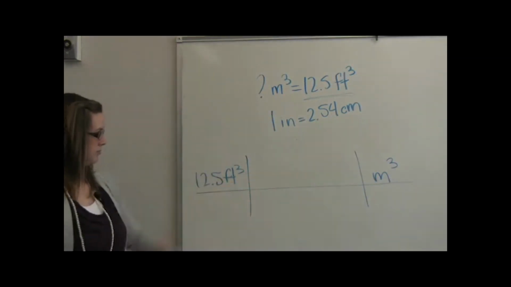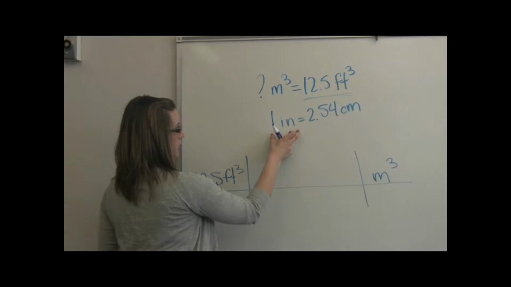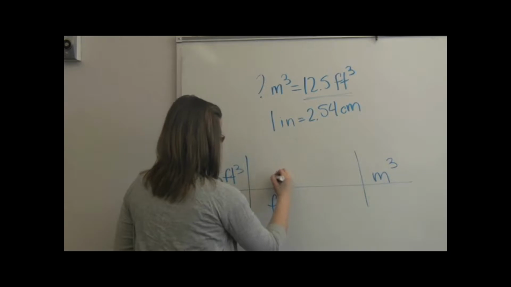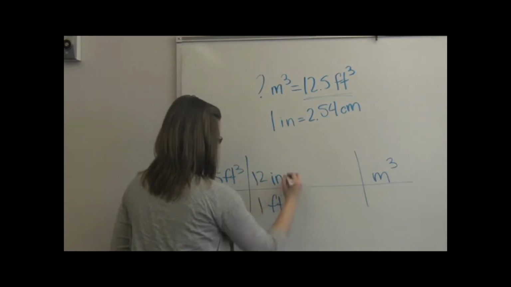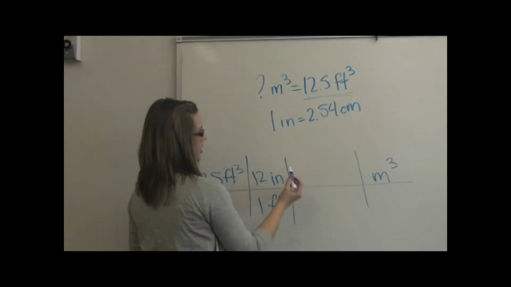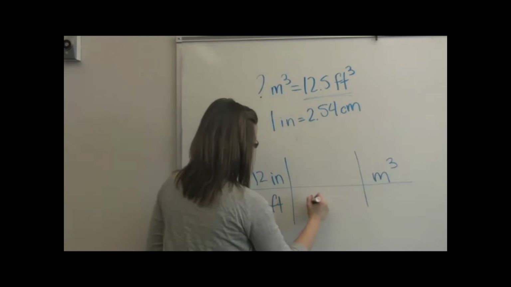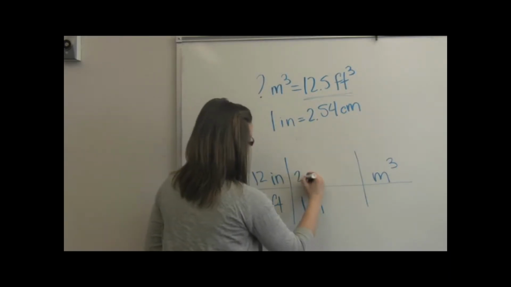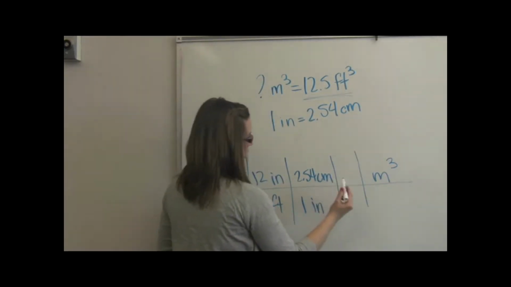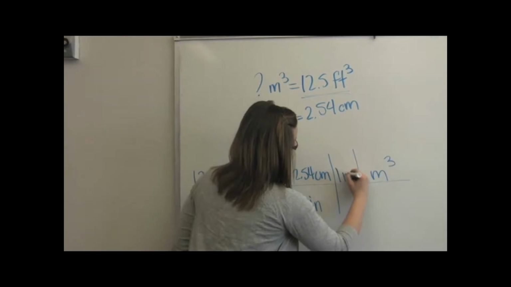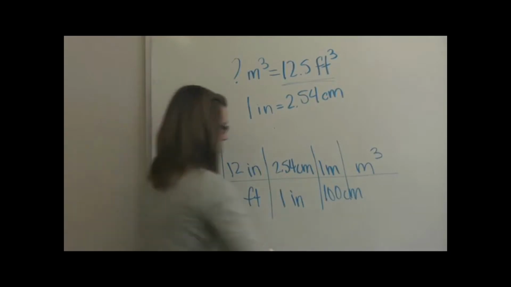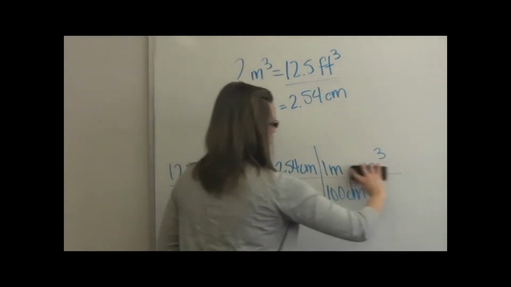To get there, we know that we have our inches up here, so we know that in 1 foot there are 12 inches. We can use that conversion factor. We have our feet there, that will cancel out. And then we know that in 1 inch there is 2.54 centimeters, and in 1 meter there's 100 centimeters. So we've gotten to where we've got meters up on the top.